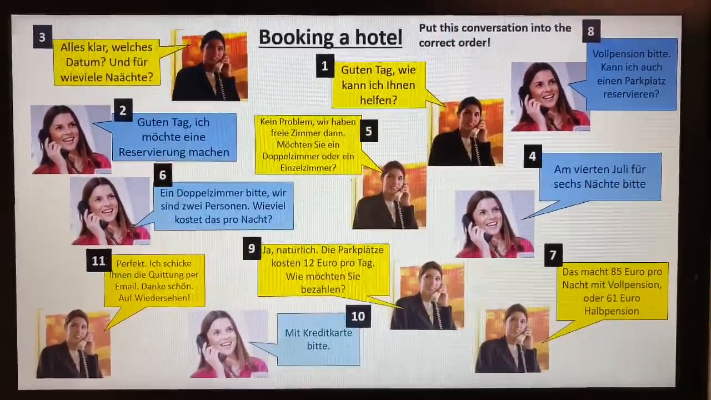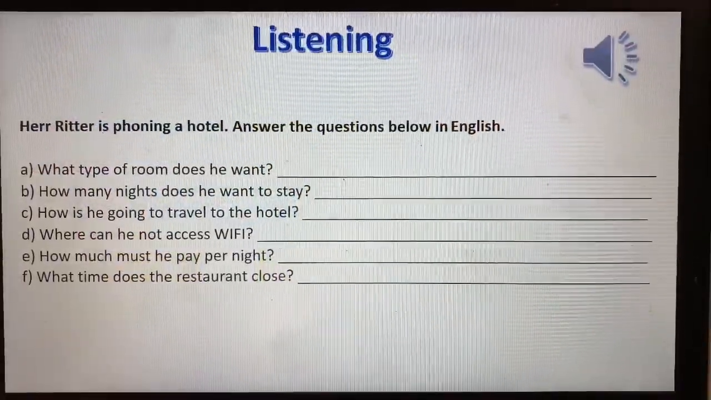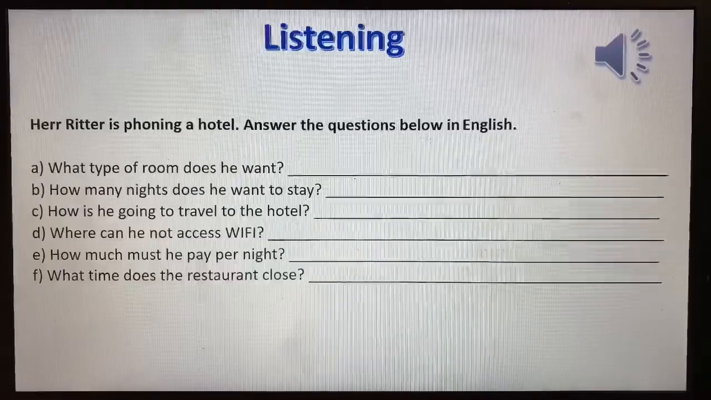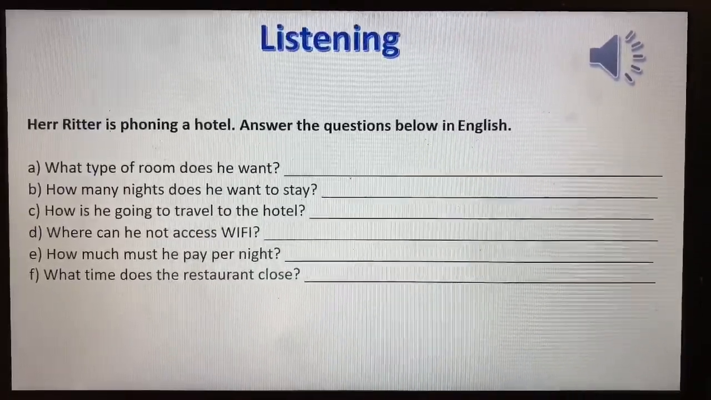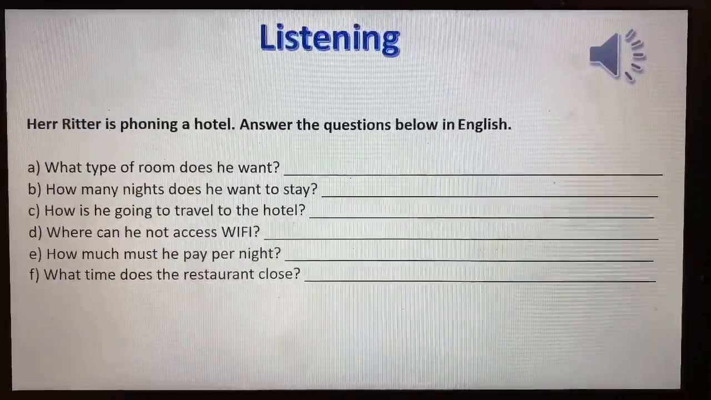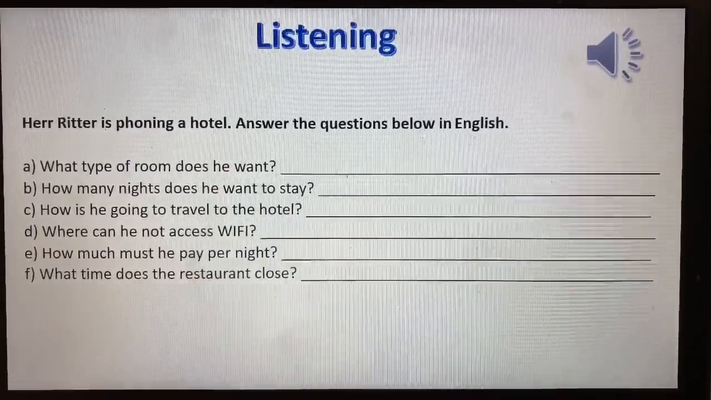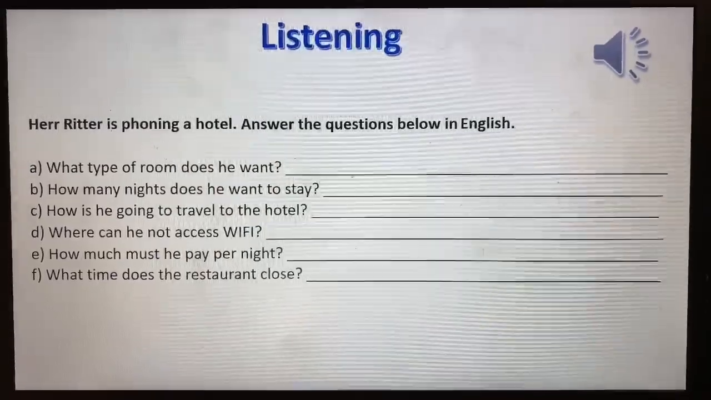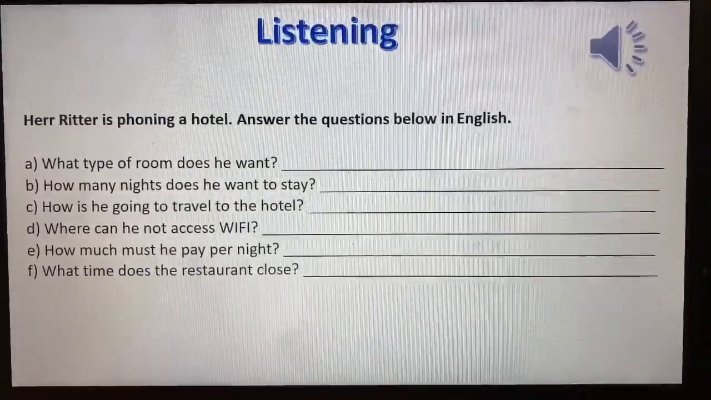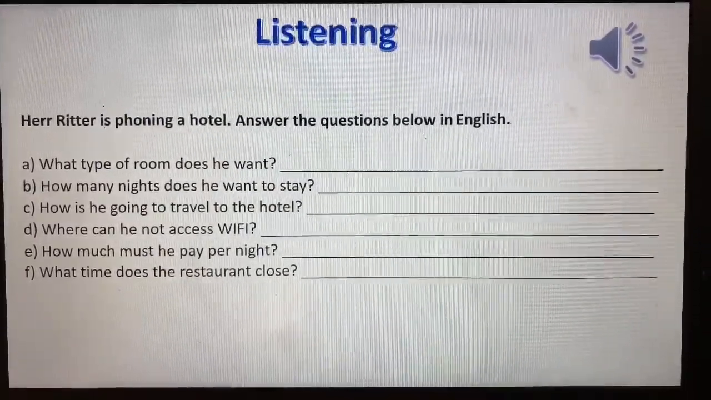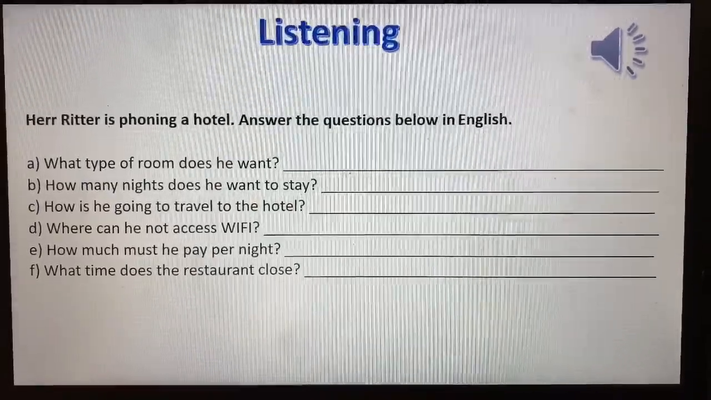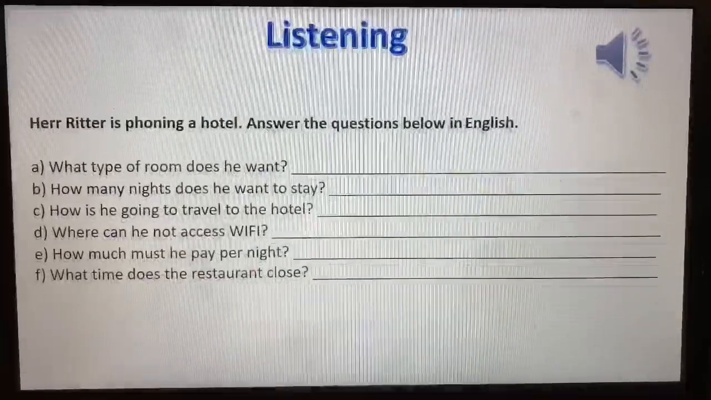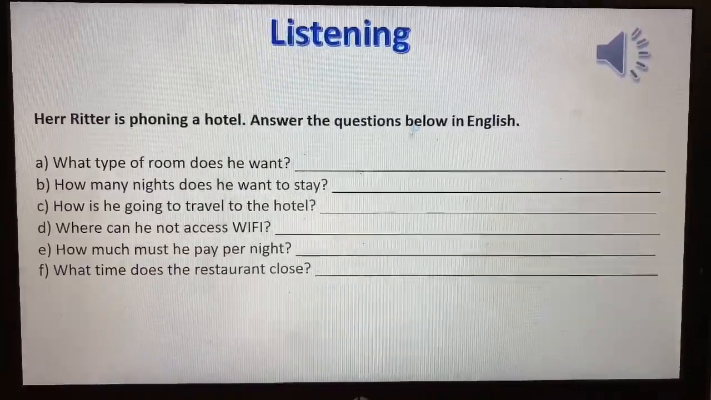Thank you. Goodbye. Okay, we're going to do some listening practice now. So you have got 6 questions here. You need to write these in your book or on a piece of paper. And then you're going to hear a telephone call between a customer and the hotel receptionist. And you need to answer these questions in English. You will hear the recording twice. So pause the video now and write these questions in your book or on a piece of paper. Okay, so here is the recording.